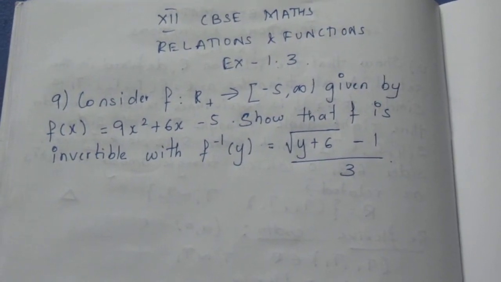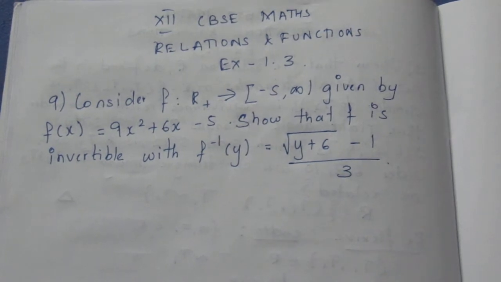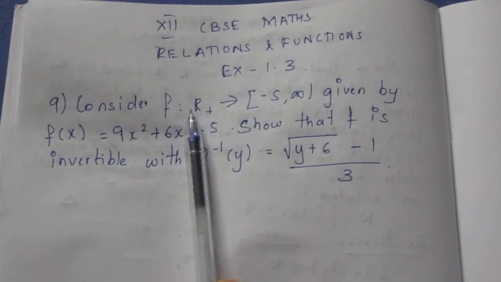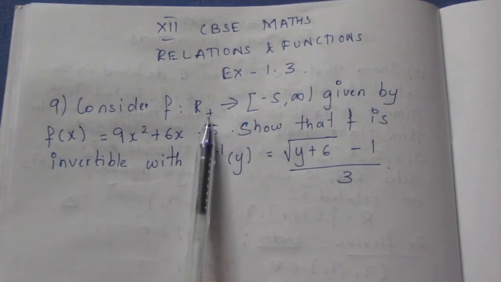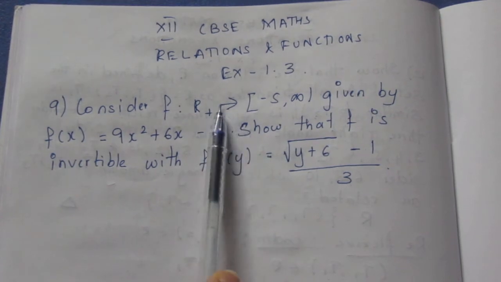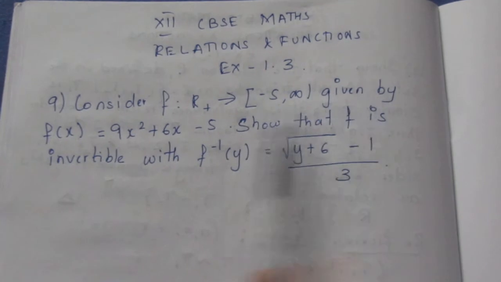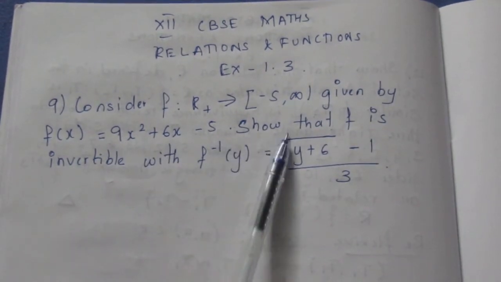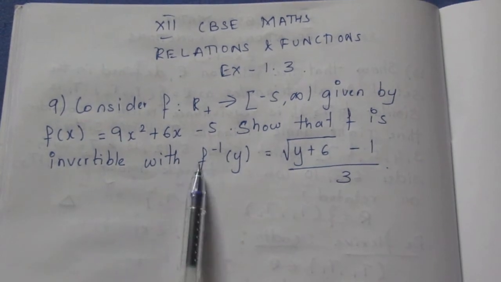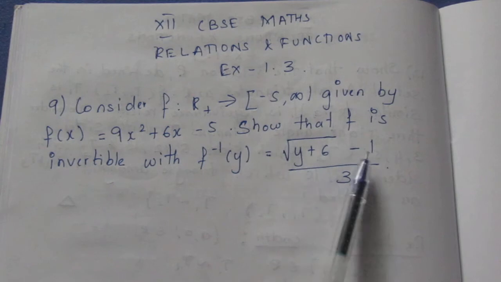Today we are going to see 12 CBSE Maths Relation and Function Exercise 1.3 question number 9. Let's see the question. Consider f, the function from R+, that is the domain is positive real numbers, to the codomain [-5, infinity), given by f(x) = 9x² + 6x - 5. Show that f is invertible with f inverse of y equal to (root of (y + 6) minus 1) by 3.